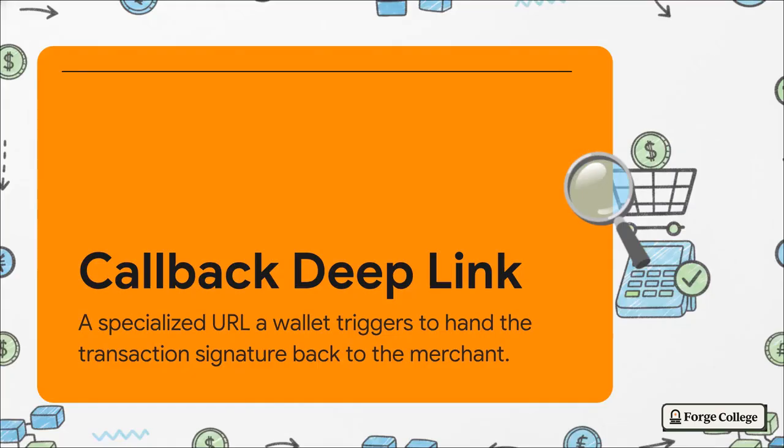Now, once the wallet successfully submits the transaction, how do we actually find out about it? Well, one highly efficient method is a callback deep link. This is a specialized URL scheme. It acts exactly like an immediate digital receipt handoff from the customer's wallet back to the merchant's checkout tablet. The customer's wallet literally pings this URL to hand the transaction signature securely and directly back to your application.